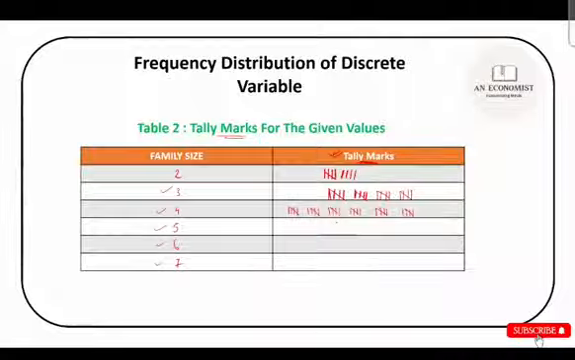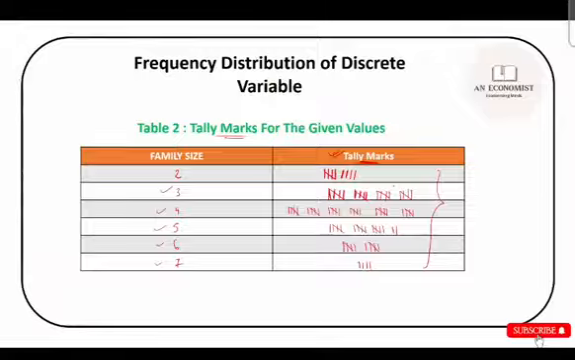Now for 5 you have 17 observations, 1 2 3 4 5 6 7 8 9 10 11 12 13 14 15 16 17. For 6 you have 10 observations, so 1 2 3 4 5, 1 2 3 4 5. And for 7 you have 4 observations, so 1 2 3 4. So in this way you are able to construct the tally marks.